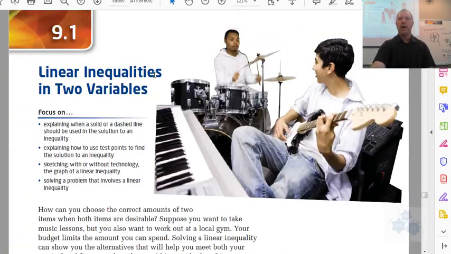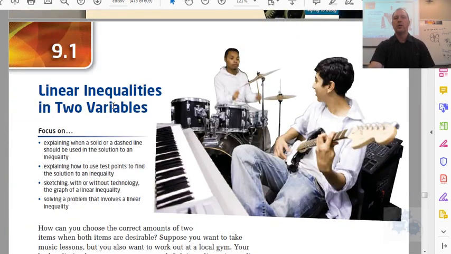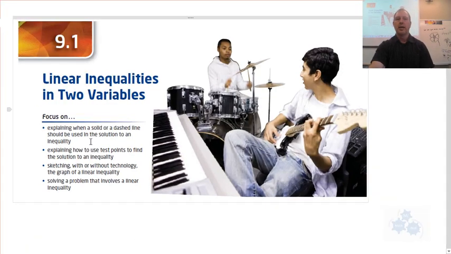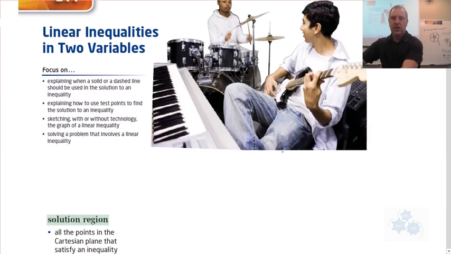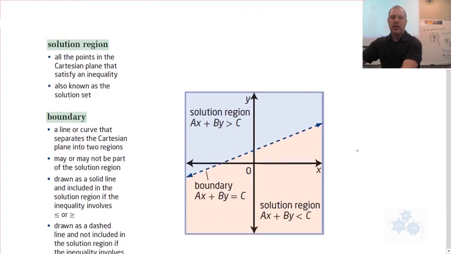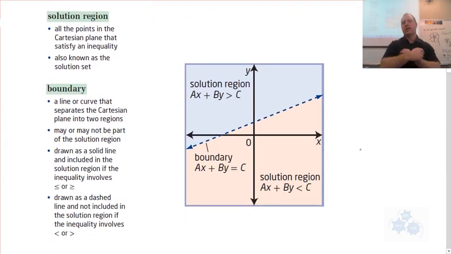Okay, so 9.1, linear inequalities in two variables. What we're studying in 9.1 is we're going to explain when a solid or a dashed line should be used in the solution to an inequality, and also explain how to use test points to find an inequality, sketching and solving problems. So let's first talk about this, pulled from your textbook.